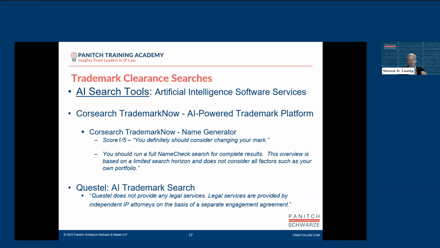Questel's product is interesting because it presents another caveat. It says we don't provide any legal services. You need to get a legal expert to look at these results. So again, creating the trademark and doing a trademark search using the AI tools, it's possible, but you still need a trained attorney to help you navigate the jungle.